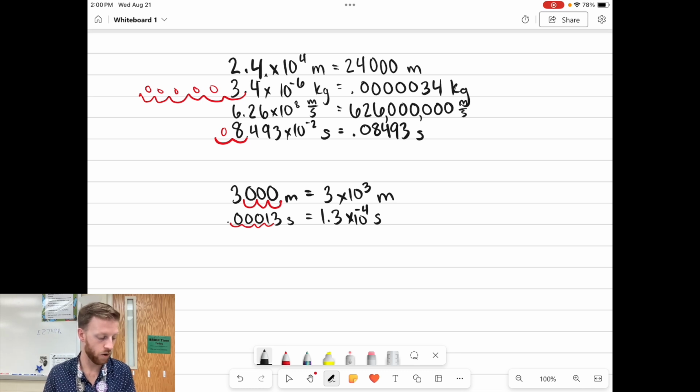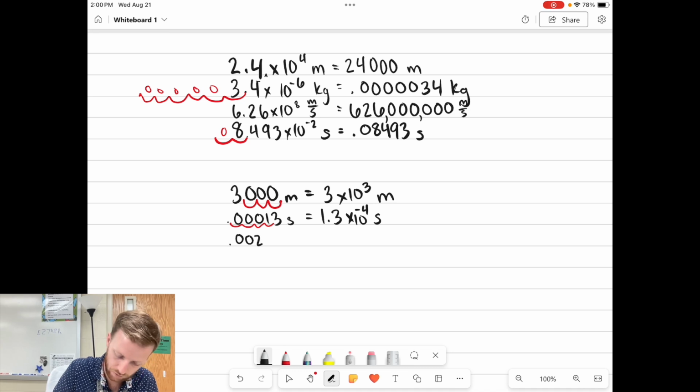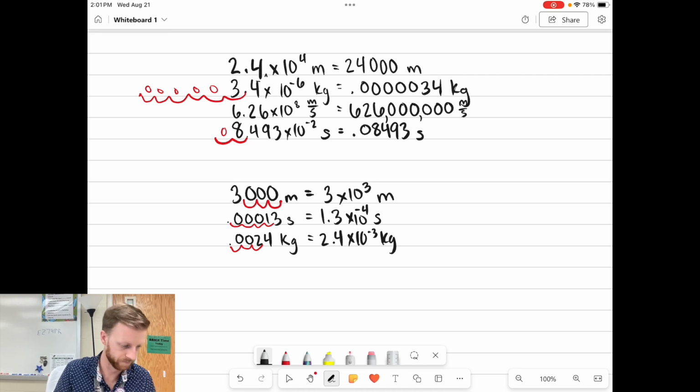All right, now we're going to look at another small number, so 0.0024 kilograms. So I'm going to take that decimal, 1, 2, 3. So it's going to be 2.4 times 10 to the negative 3 kilograms.